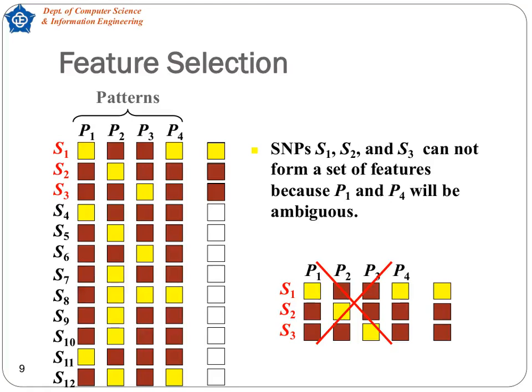On the right, the slide shows what happens if we pick SNPs S1, S2, and S3. Notice that two of the patterns share the exact same 3 SNP profiles, so you couldn't tell them apart. The inset graphic, which crosses out those two patterns, really drives home that ambiguity. The key takeaway? Any valid feature set must separate every pattern. If 2 patterns look identical, that selection simply won't work.